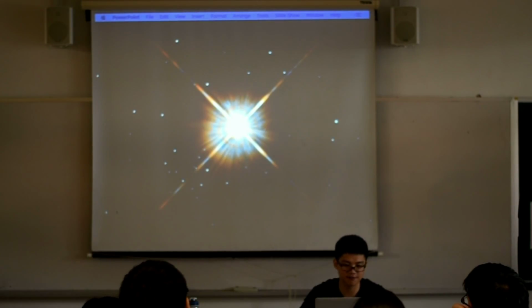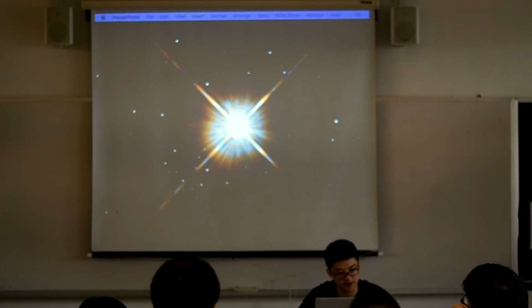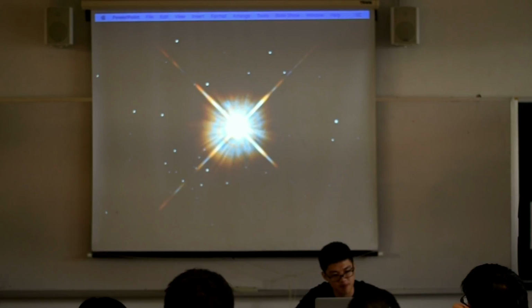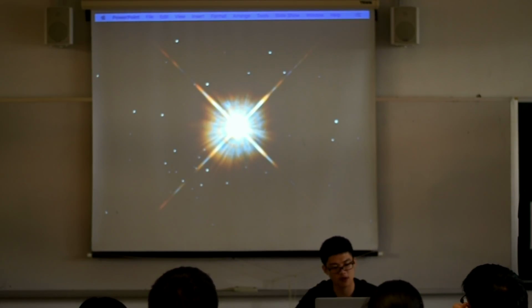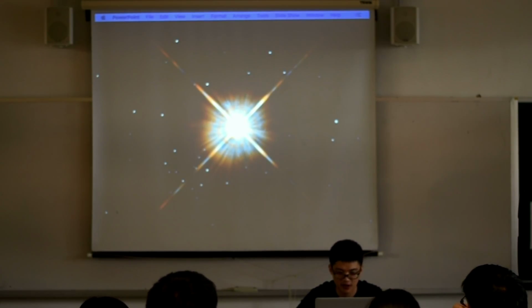This is a photo of this kind of small star, which can also be called a red dwarf, which is different from the brown dwarf.